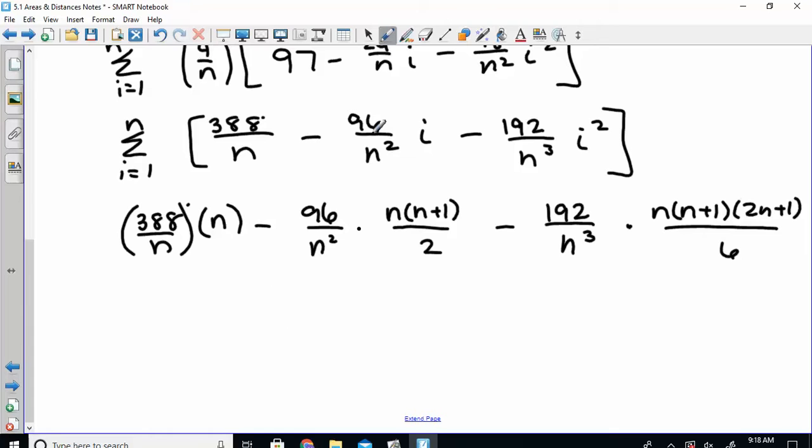We've just done a lot of algebra to this point. But it's actually going to clean up fairly nicely. And these n's cancel, so we just get 388. Cancel one of the n's. 96 over 2 will give me 48.